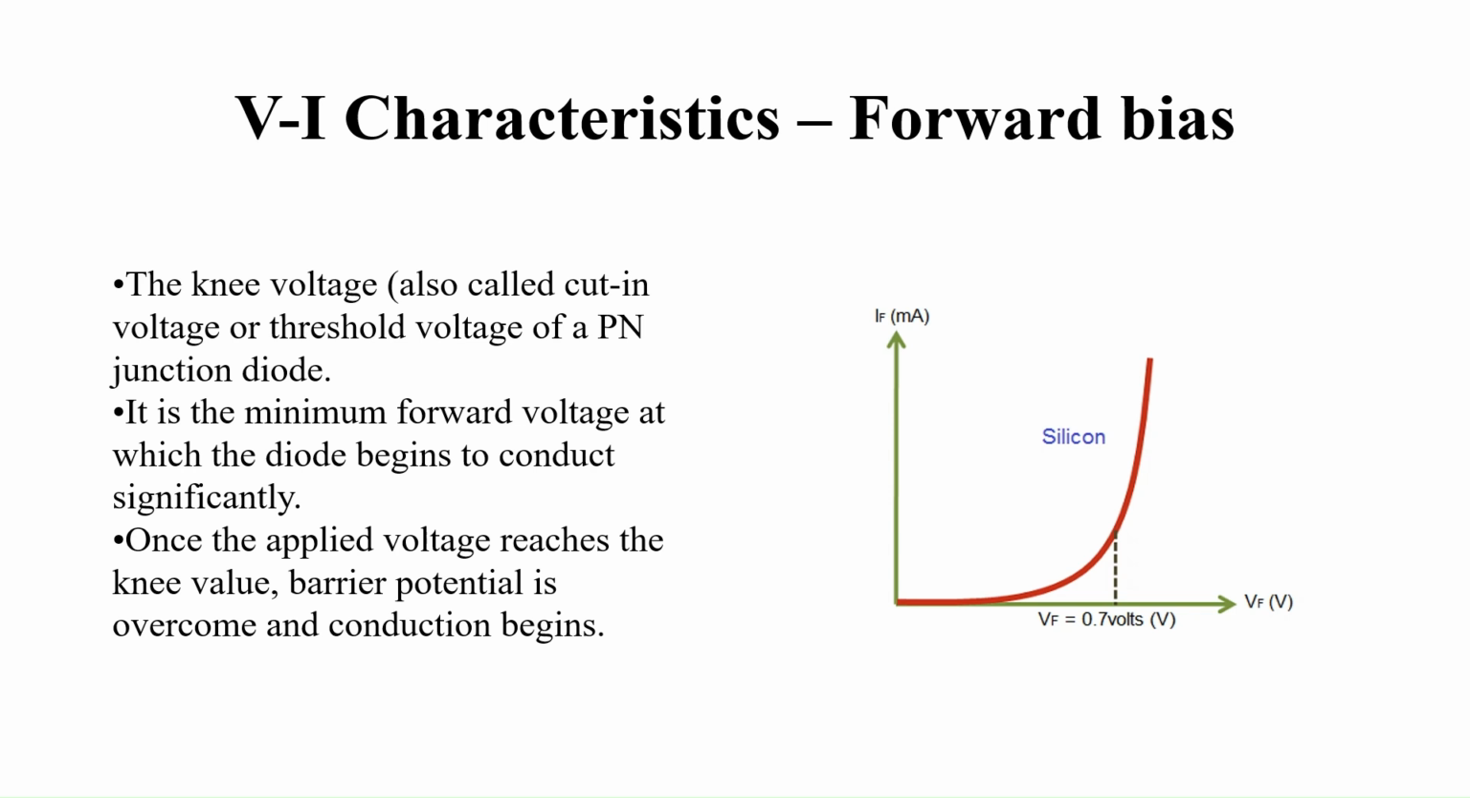This knee voltage is also called the cut-in voltage or threshold voltage of the PN junction diode, which is the minimum forward voltage at which the diode starts to conduct. Once the applied voltage reaches this knee value, the barrier potential is overcome and the conduction begins.